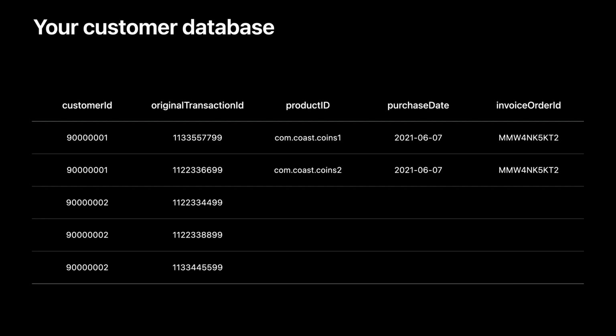Here's a sample customer account database where you might be storing the original transaction ID for each customer's in-app purchase, along with the product ID and the purchase date. Using this API, you can link the invoice order ID with the customer's in-app purchases when they contact you about an issue. For example, if this customer purchased coins in your app and if they contact you for support, you can store the invoice order ID for the purchased coins.